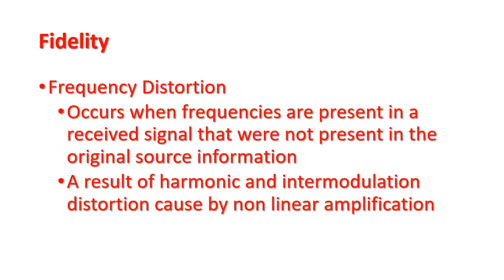Lastly, frequency distortion. Frequency distortion occurs when frequencies are present in a received signal that were not present in the original source information, a result of harmonic and intermodulation distortion caused by nonlinear amplification.